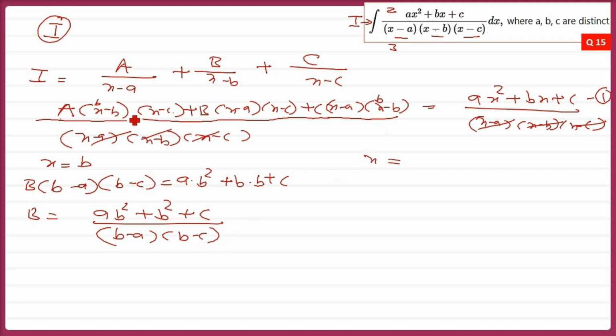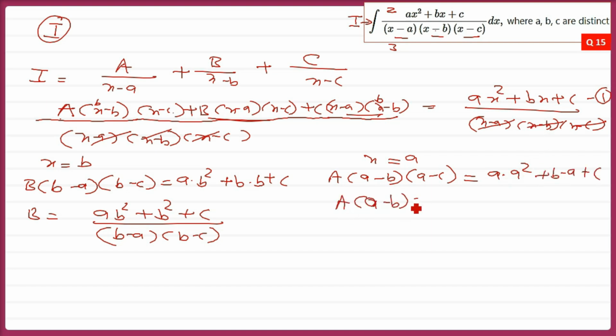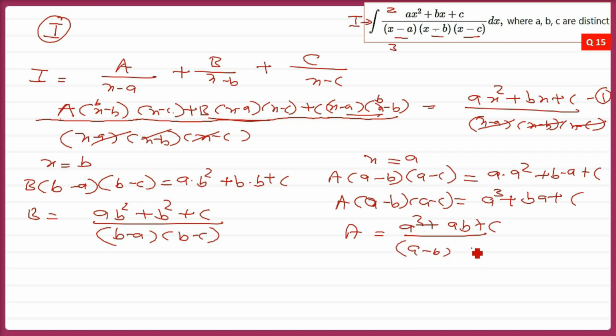So in the same way, we will find out the value of a and c also. When we place x equals a, what are we going to get? Now I'm writing x equals a here. a into a minus b into a minus c will be equal to a into a square plus b into a plus c. Now this will give you what? a into a minus b, a minus c equals a cube plus ba plus c. So a has come like this: a cube plus ab plus c divided by a minus b into a minus c. Now let me just find out c also here, because it will be in the same frame then.